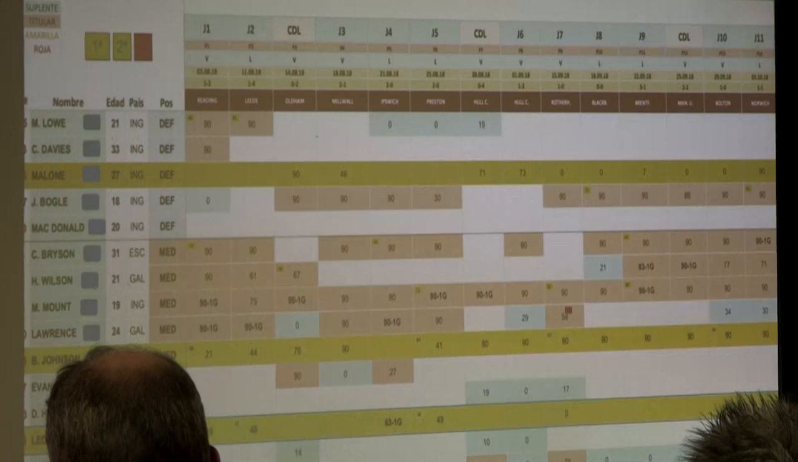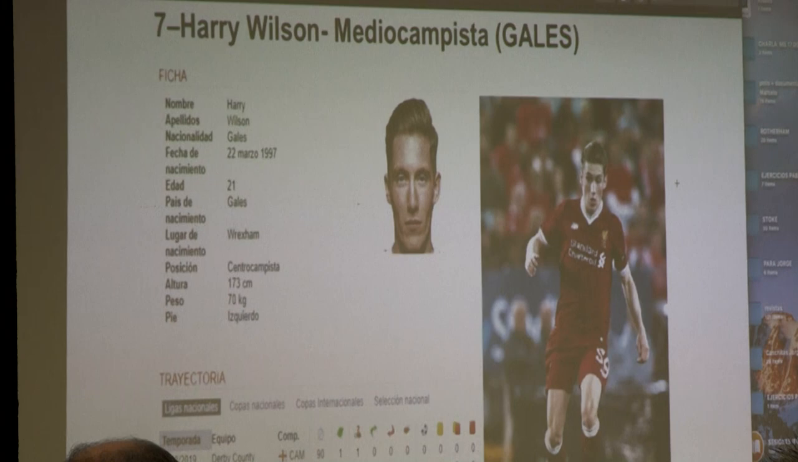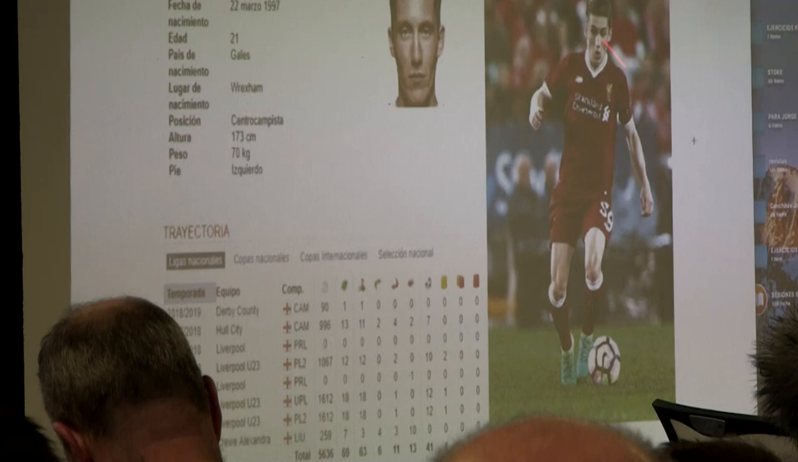Wilson, for example. He plays as a right winger, left winger, and as an offensive midfielder on the left. He also plays in three positions. So all the data we can have about Wilson appears on a document, and we know about his past.